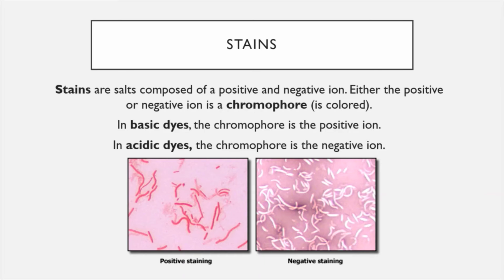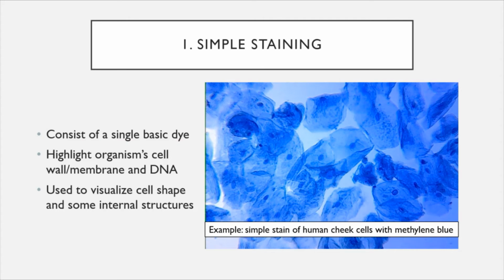So stains can be used in different ways to visualize bacterial cells and other types of microscopic organisms. The most straightforward way to apply a stain is called simple staining. Simple staining consists of using a single basic dye, not an acidic dye, a basic dye, which is applied to highlight the organism's outline of their cell wall and/or membrane, as well as their DNA. Not only is the cell wall/membrane negatively charged, the DNA of an organism is also negatively charged, and this means that basic dyes will be attracted to the DNA as well.